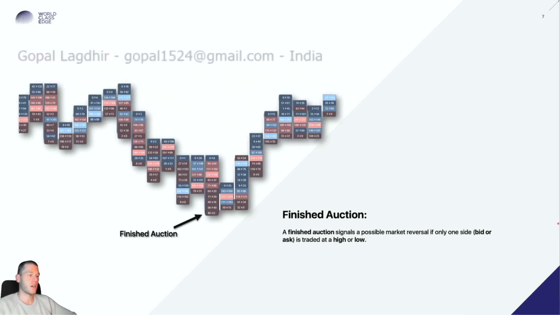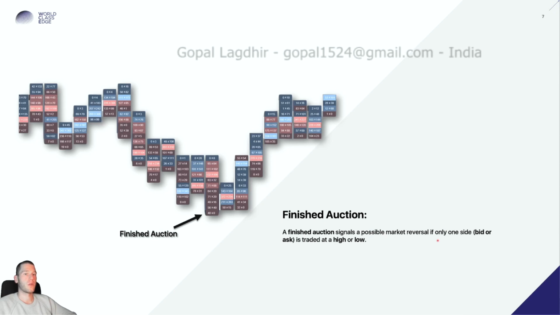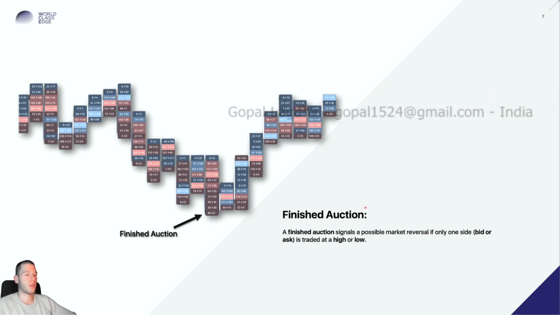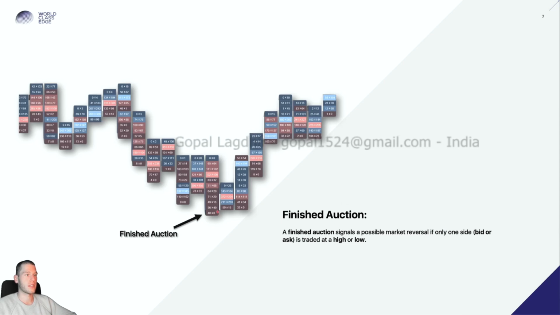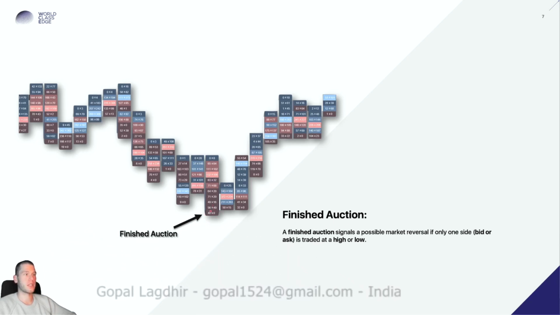There are scenarios where you have a finished auction that signals a possible market reversal. That is if only one side, bid or ask, is traded at the high or the low. In this case, there have been no buyers anymore. We created a low, but there haven't been any buyers. They stepped in at a higher price again. So we call this a finished auction at the extreme point.